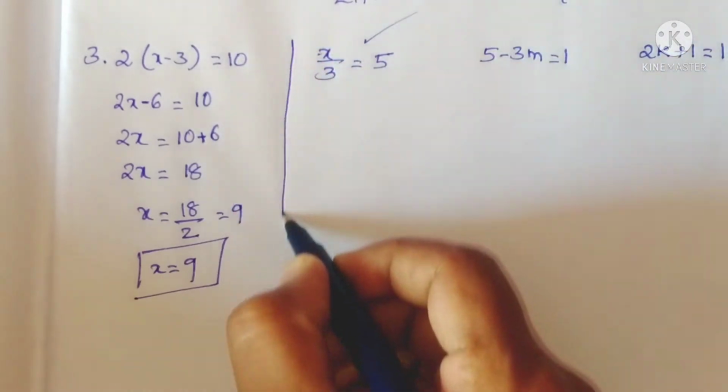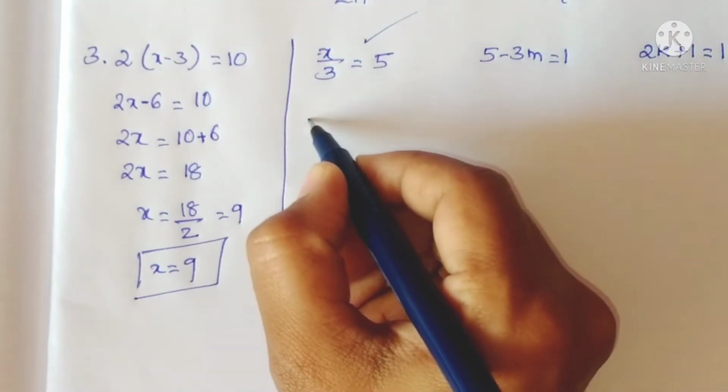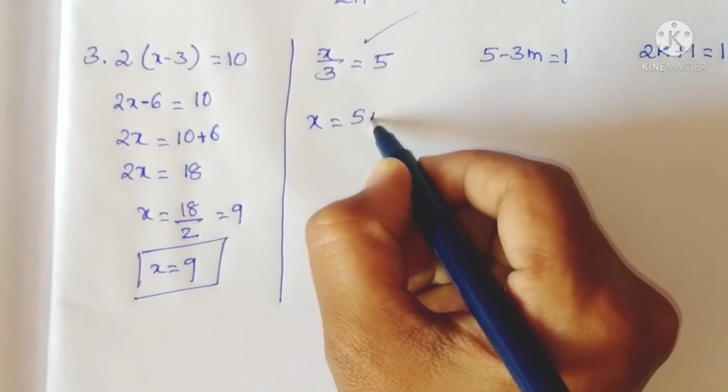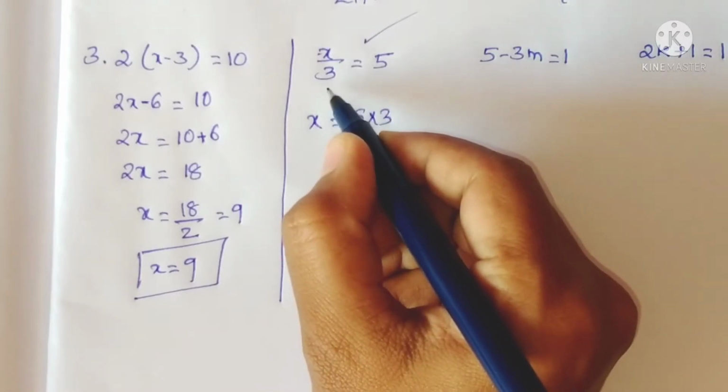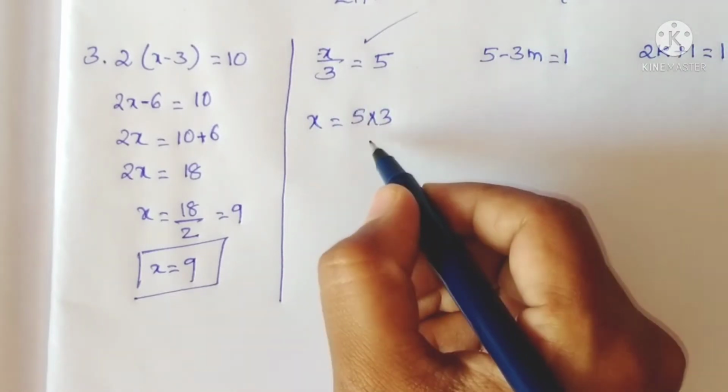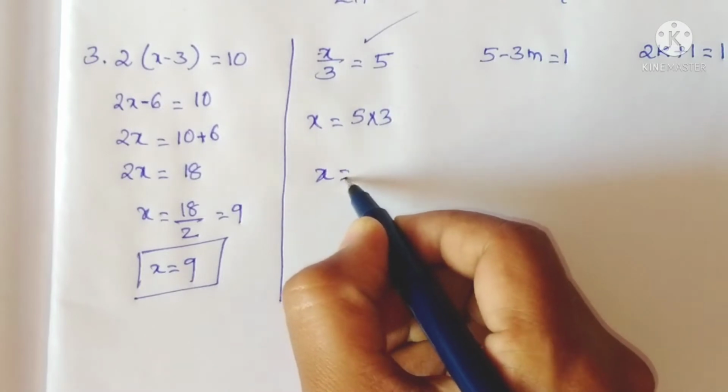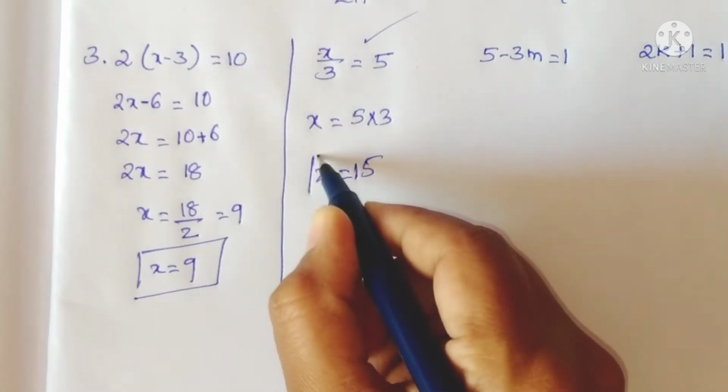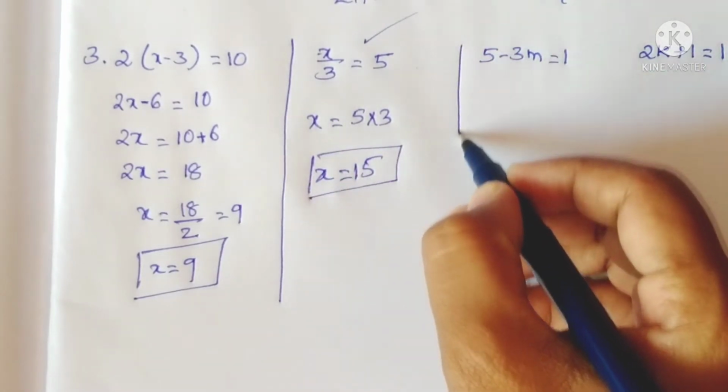Okay. So x by 3 equals 5. Then x is equal to 5 into 3. 3 is under division. If we transpose, it comes under multiplication. So x equals 15. Again, it is also an integer.